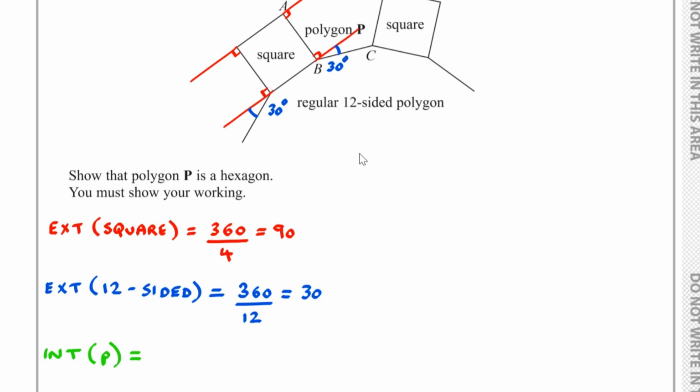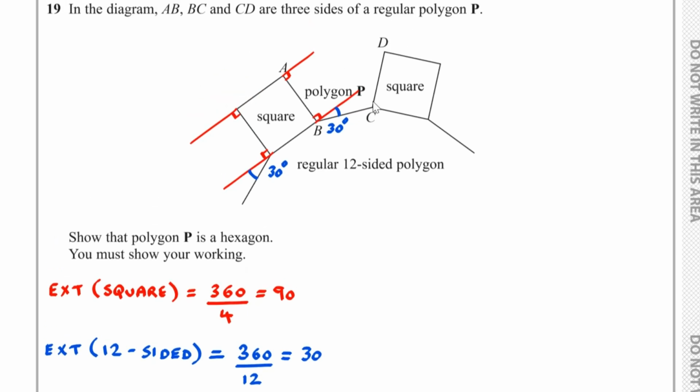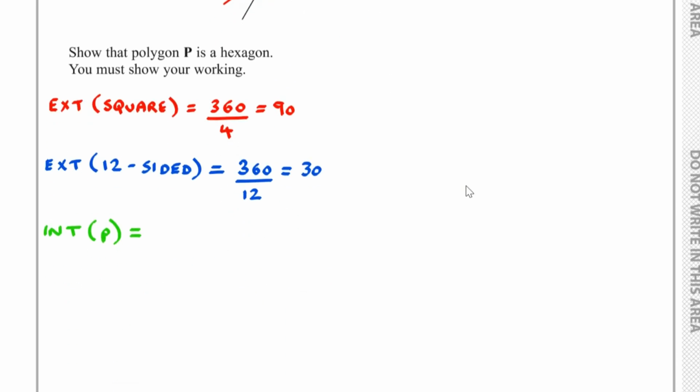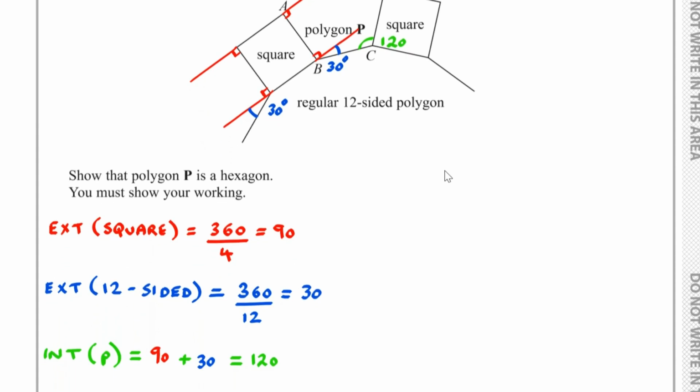So now we can find the interior angle of P. Well, the interior angle of P will be this angle here, and notice that's the sum of the 90 and the 30. So the interior angle of P, that's equal to the 90 degrees plus the 30 degrees, which is equal to 120 degrees. So that angle here is 120 degrees. So what would the exterior angle be?